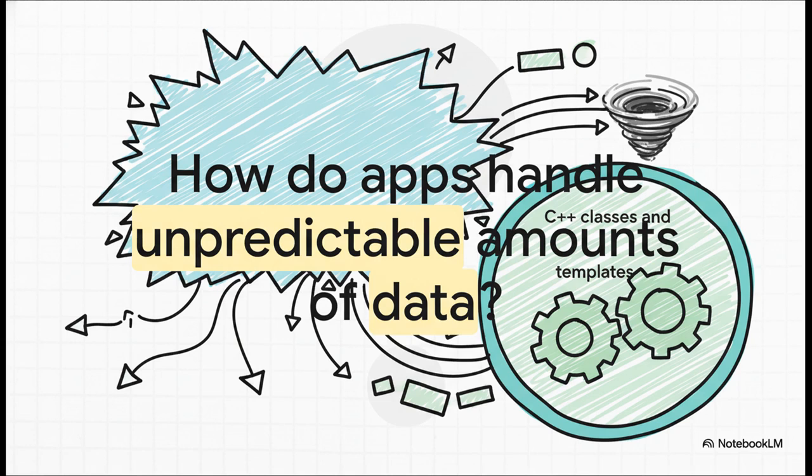Your photo gallery app has no idea if you're going to add one new picture today or 100. So how in the world does it prepare for that? Well, the answer is this really powerful concept called dynamic memory.